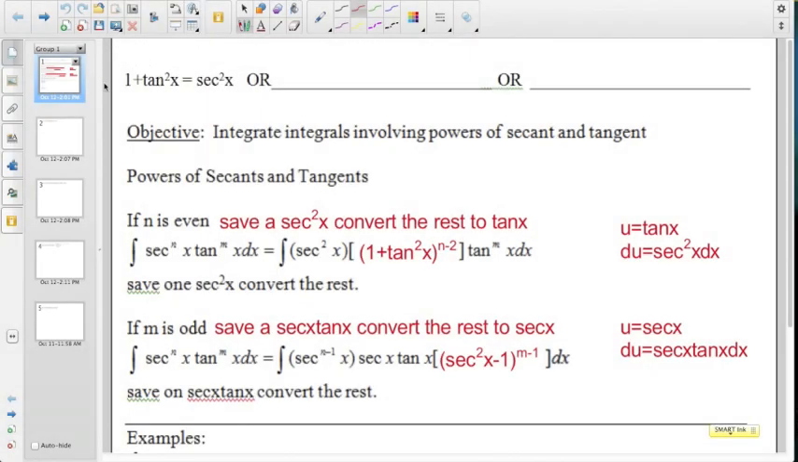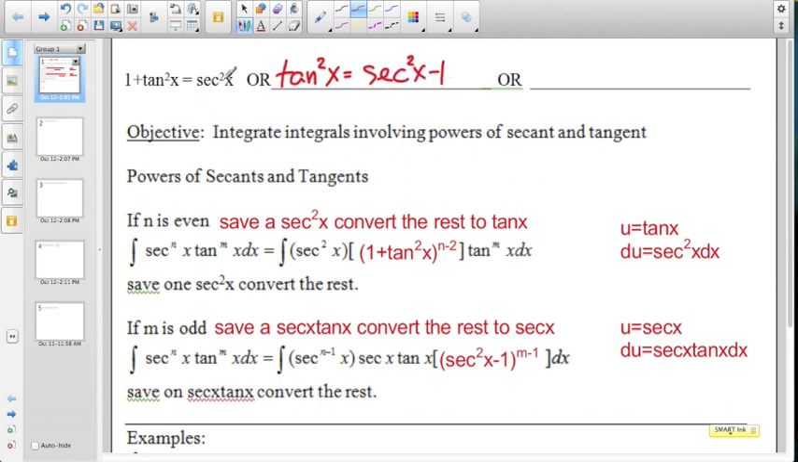Calling our trig identity that incorporates tangents and secants, we can solve this for tangent. And when we solve this for tangent, just a refresher, it looks like tan squared x equals, bringing the 1 to the other side, secant squared x minus 1. Or we could bring the tangent to the other side and have 1 equals secant squared x minus tan squared x. So those are the two other ways to write this identity.